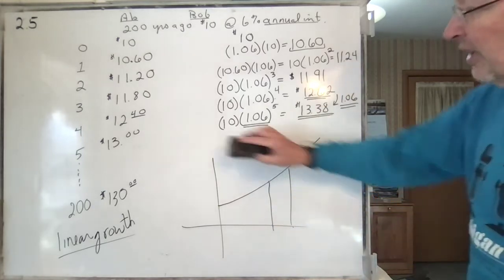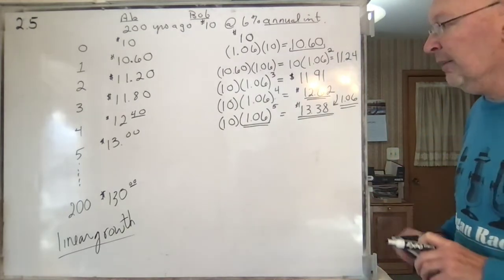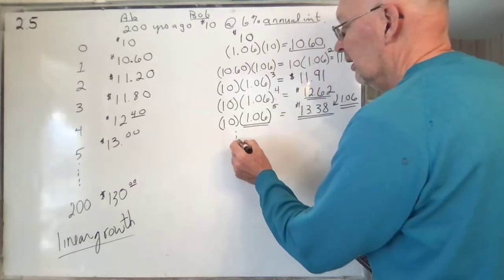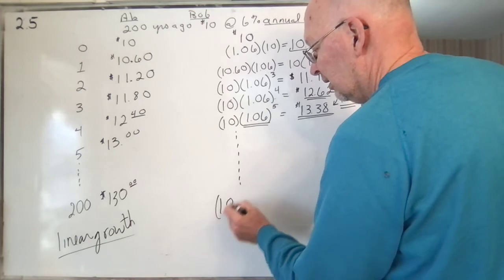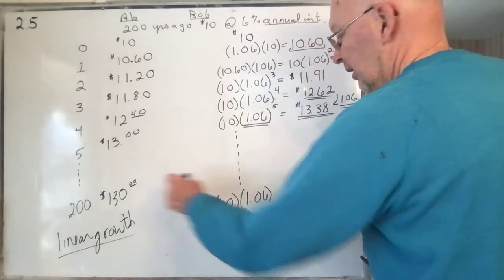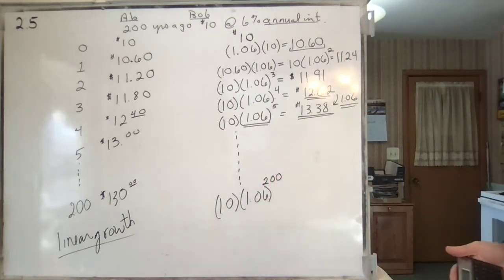And the question is, how much will that end up being by the end of 200 years? And heck, I'm not going to give it to you. I'm going to let you figure it out for yourself. You can see how to do it. So it's going to be $10 times what? 1.06, how many years? After 200 years. Don't do it until you've guessed at it. Go ahead and guess at it.